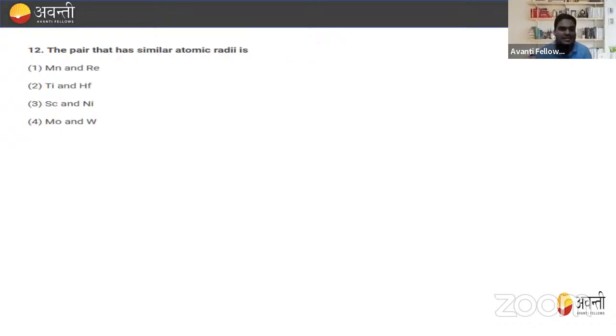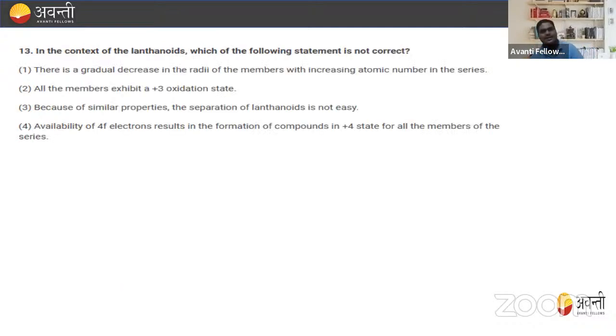Now, the pair that has a similar atomic radius. Which pair has a similar atomic radius? We already discussed this when we discussed atomic size through a graph. Which of the following has a similar size, beta? That is Mo and W, right? Molybdenum and tungsten. This pair has similar atomic radii.